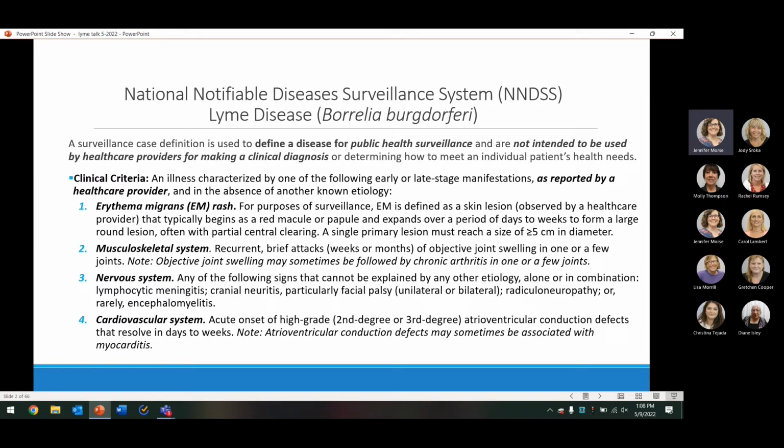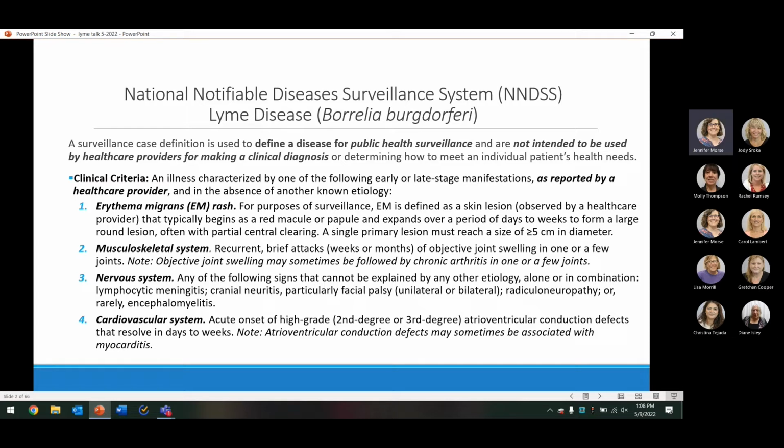So one would be the erythema migrans rash. And there are some pictures in the slide deck. I'm not going to go through them, but they are in the slide deck about what that rash is. And it must be at least 5 centimeters in diameter to meet this definition per the CDC. Lyme arthritis is another definition. It's a late manifestation, but it's the second most common manifestation of Lyme. And so that's objective joint swelling in one or more joints.